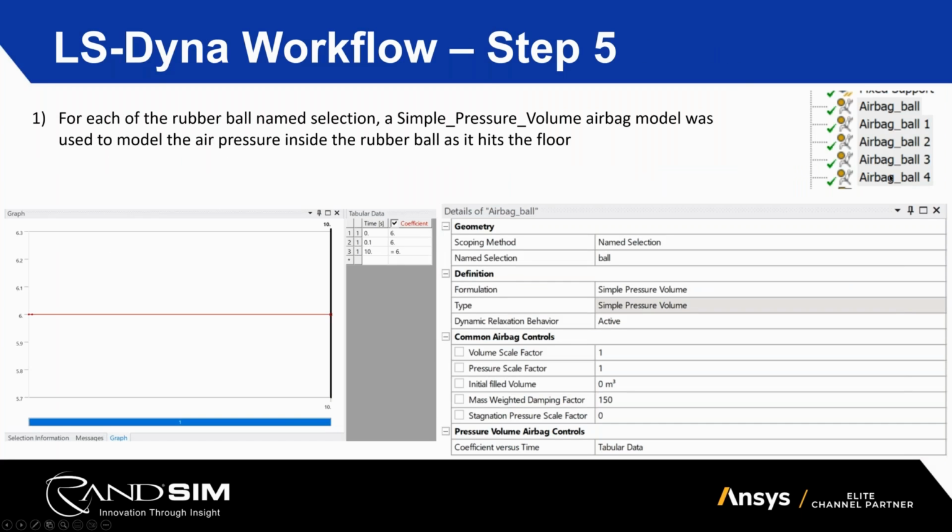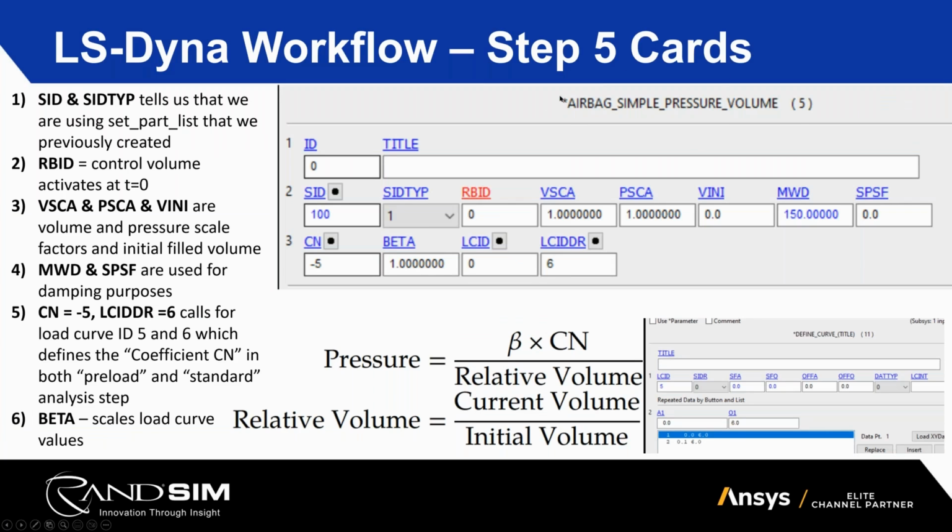I'm going to create an airbag model for each of my 5 balls, right? So for example, when I create an airbag model inside Workbench LS-DYNA, I'm going to scope to the name selection, and correspondingly, it's going to create a key card inside the input deck called airbag simple pressure volume. Now this might not mean much to you, and I put in some information, so as you receive this in the future, if you want to look at what each of these parameters means, you can look at it.